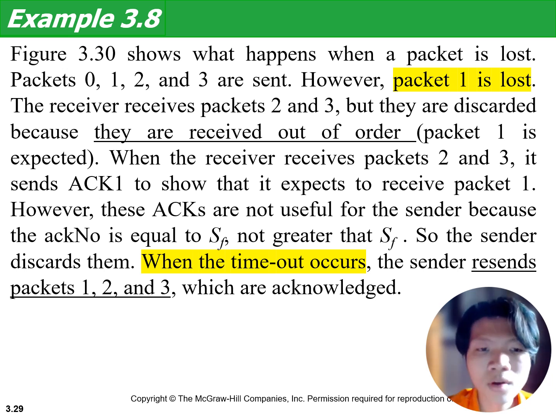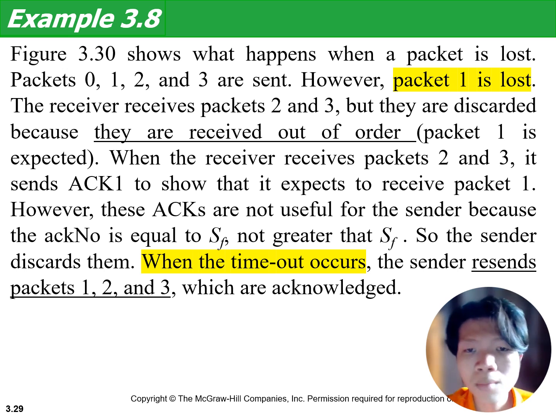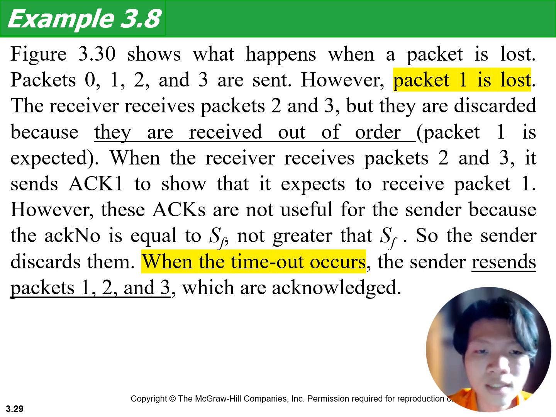Example 3.8. Figure 3.30 shows what happens when a packet is lost. Packets 0, 1, 2, and 3 are sent. However, packet 1 is lost. The receiver receives packets 2 and 3, but they are discarded because they are received out of order.